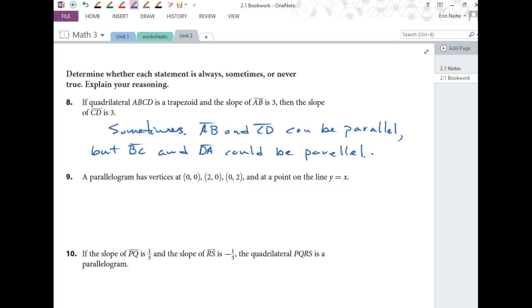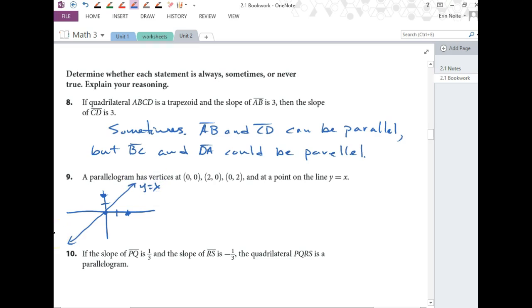Okay, so what about a parallelogram has those 3 vertices and a point on the line y equals x. I think this might be a nice one to graph since they give us points. So 0, 0, 2, 0, 0, 2. Do you guys remember what the line y equals x looks like? It's diagonal, it goes through the origin with a slope of 1, right? So it would look like that. So that's your y equals x line.